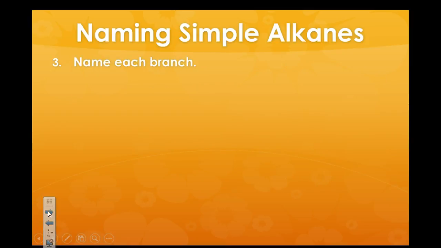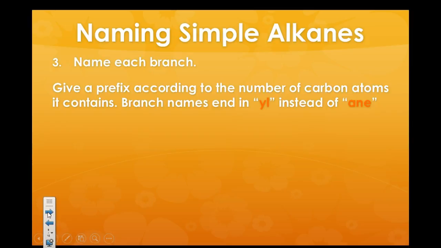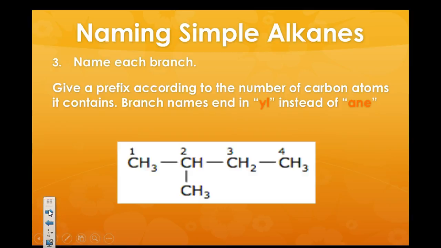Name each branch, and you have to give it a street address. So this is a 1-carbon branch. The prefix for 1 carbon is meth. Add the YL because it's a branch. This goes before the word prefix. The last step is to indicate the address of that branch.